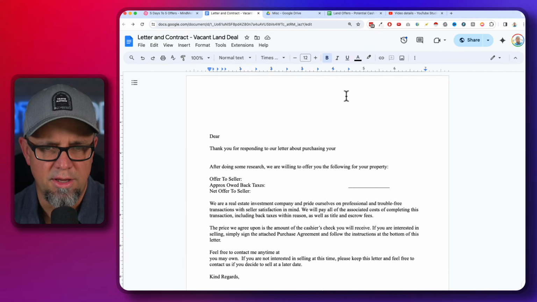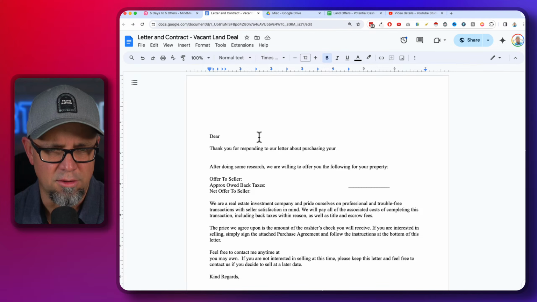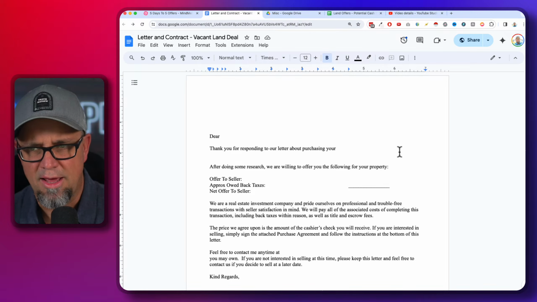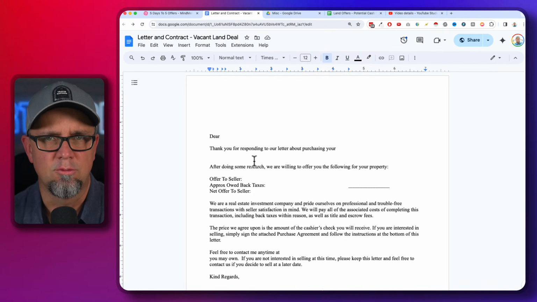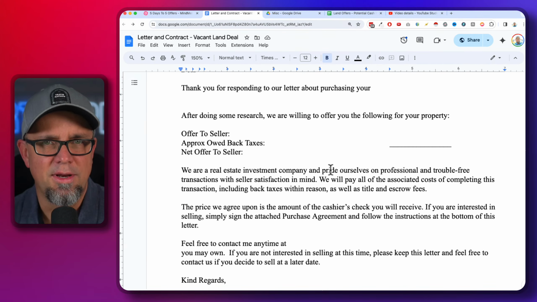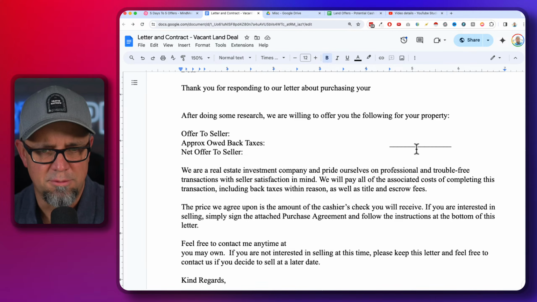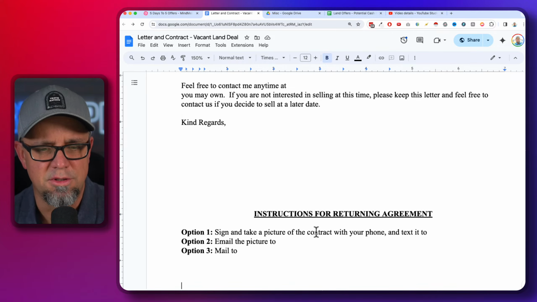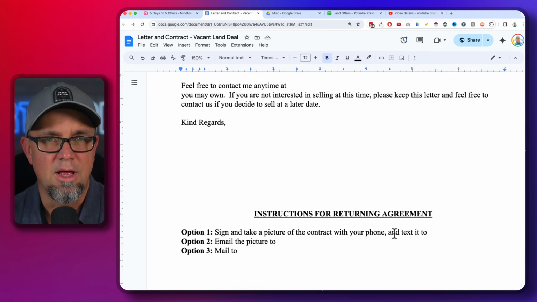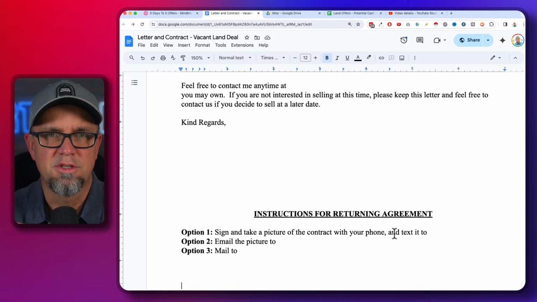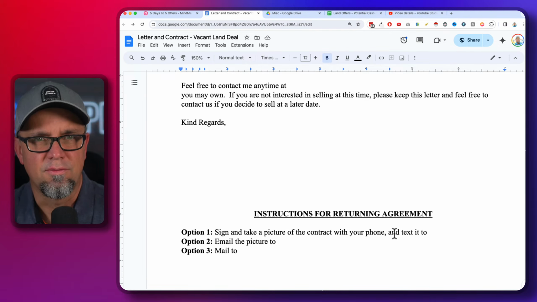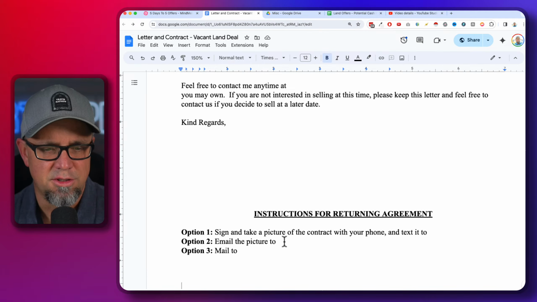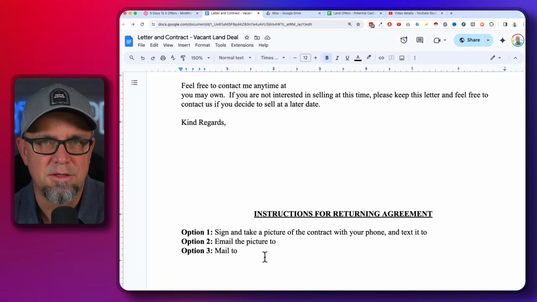Your headline and header stuff goes here, right? This is where it says, dear seller's name, thank you for responding to our letter or postcard about purchasing your property at XYZ, acres, APN number, whatever you want to put here. And here I'm ready to make you an offer. This is where you put in the information about the offer, talk a little bit about yourself, sign it, and then give some instructions on how to return this to you. I usually get a lot of our contracts back because the seller just prints it, signs it, and takes a picture of it with their phone and texts it back to us using FreedomSoft. You can also do digital signatures. You can tell the seller to just email it to us or mail it to us here.